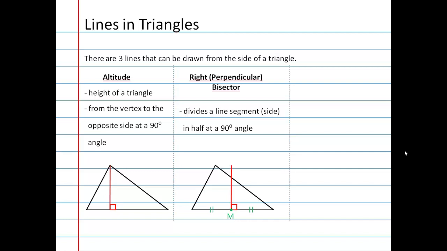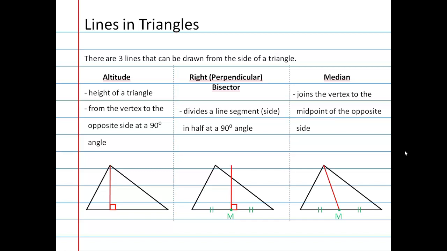The third one we're going to look at is called the median, and the median joins the vertex of a triangle to the midpoint of that opposite side. So in a triangle, because we have three sides, I've drawn these three: altitude, perpendicular bisector, and median to the bottom side of the triangle, but we can always turn and rotate any triangle. So that means that for all of these triangles, there are actually three altitudes, three medians, and three right bisectors. You can draw them from any side.